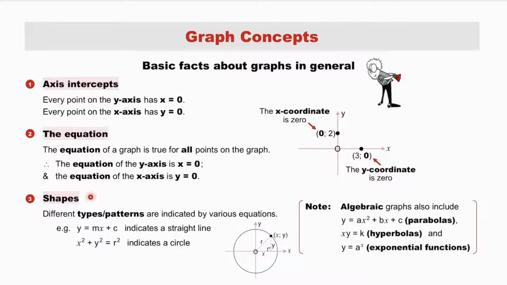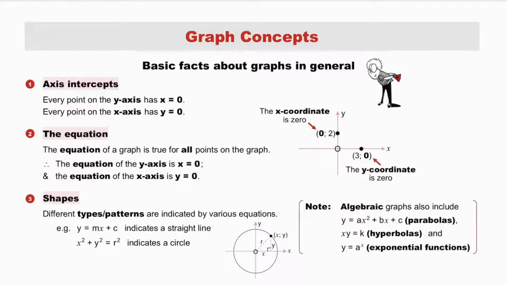Shapes of graphs. Different shapes are indicated by various equations. For example, y equals mx plus c indicates a straight line. x squared plus y squared equals r squared indicates a circle. You don't know that yet.